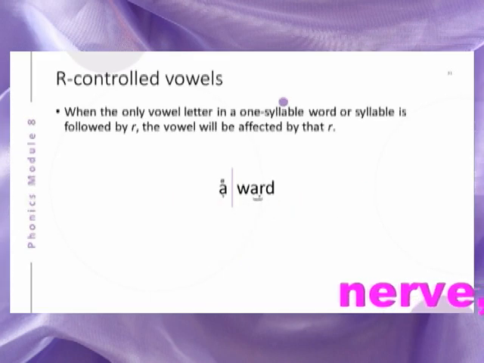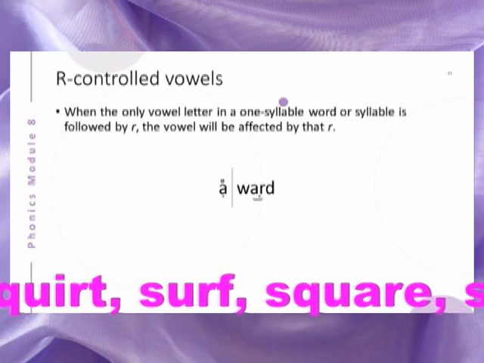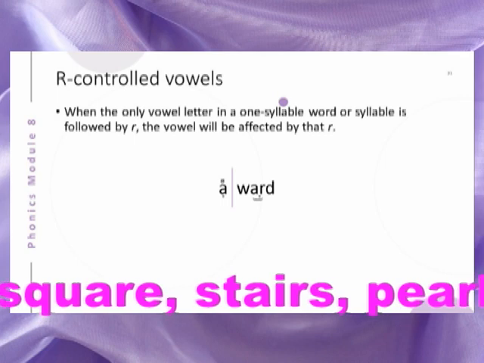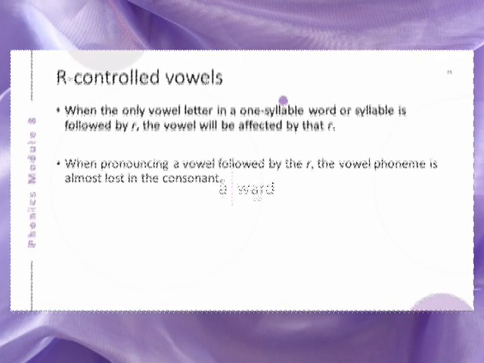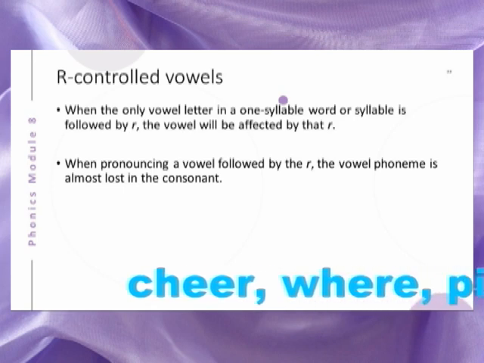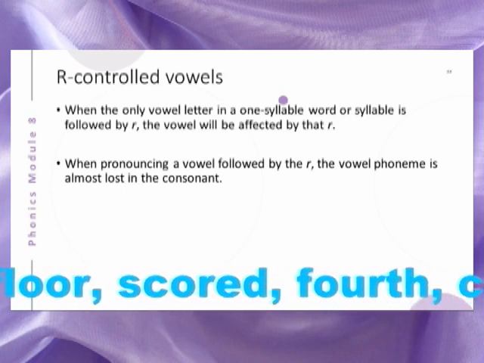Therefore, when the only vowel letter in a one-syllable word or a syllable in a multisyllabic word is followed by the letter R, the vowel will be affected by that R. When pronouncing a vowel followed by the R, the vowel phoneme is almost lost in the consonant.